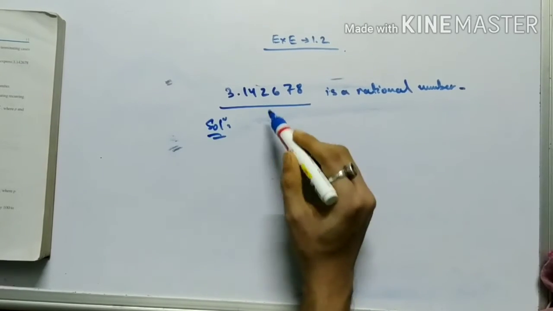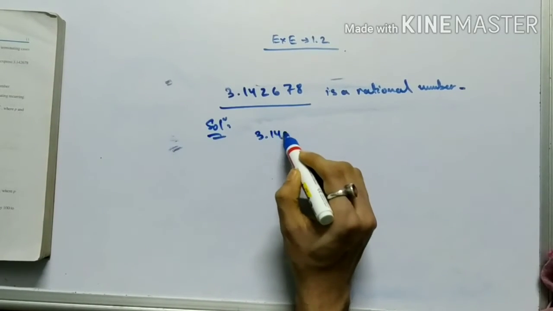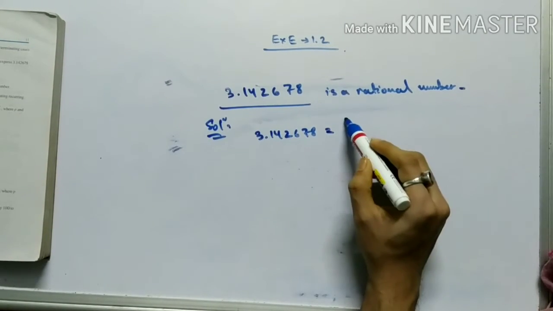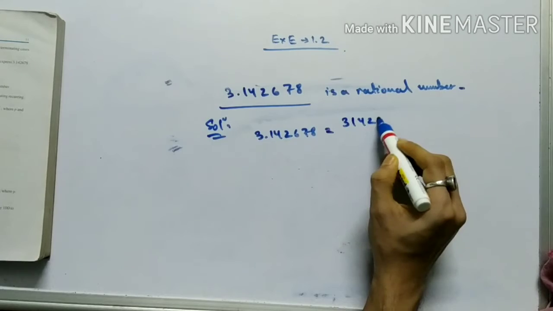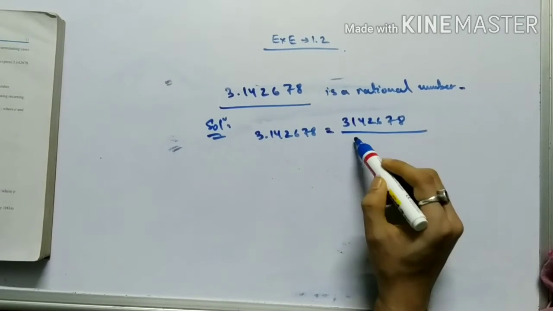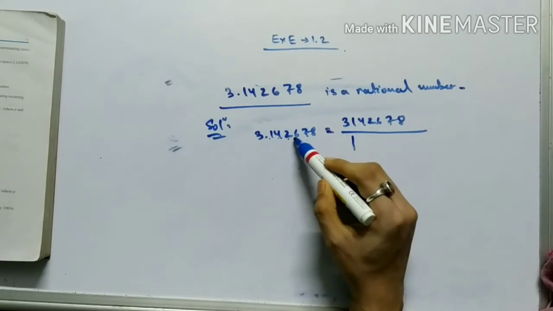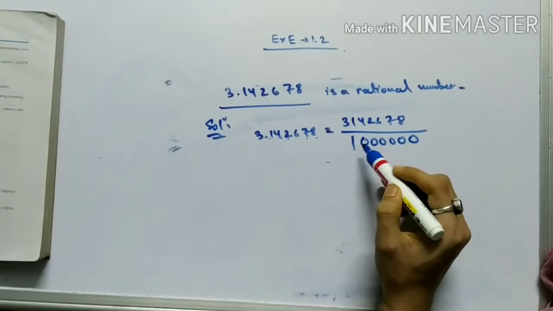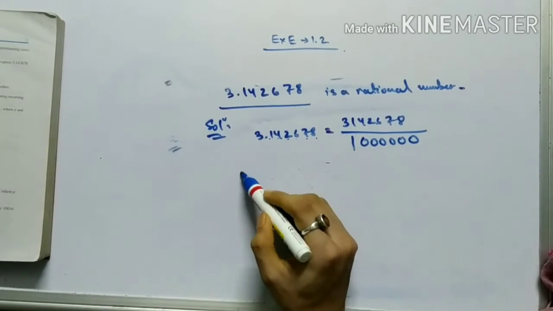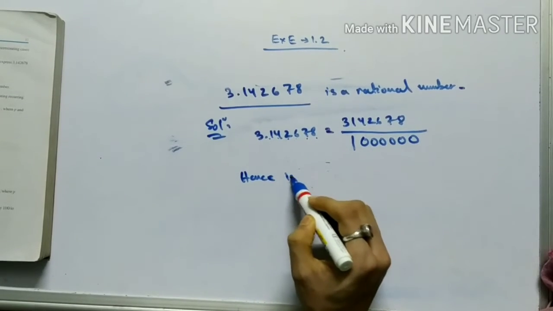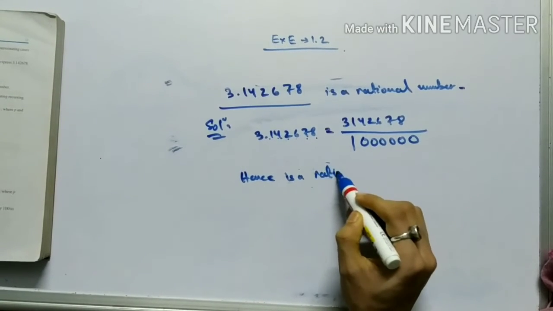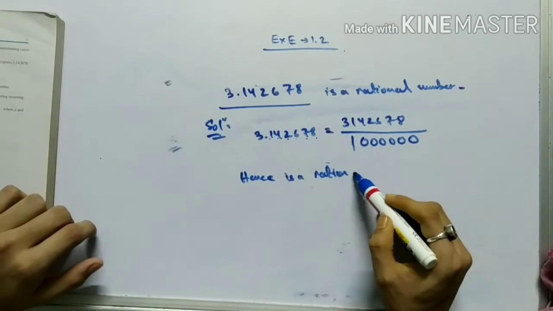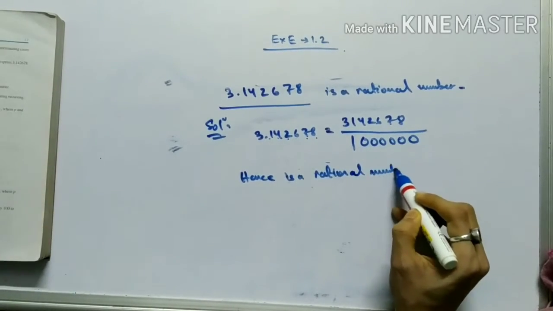So solution, you can write 3.142678 in p by q form: 3142678 by 1000000. Hence 3.142678 is a rational number. Understand?